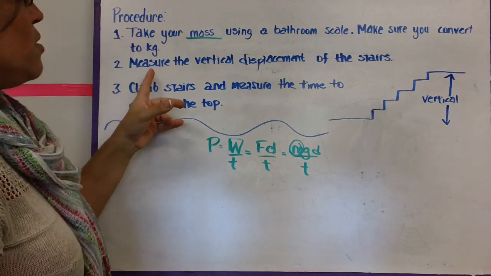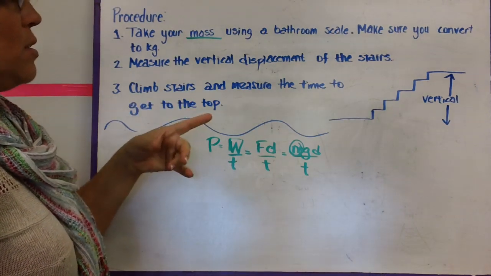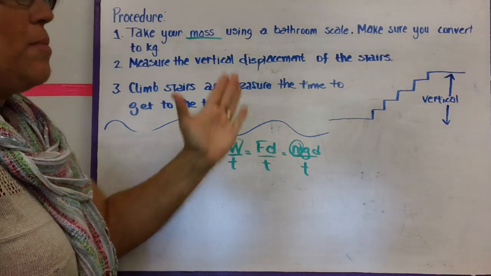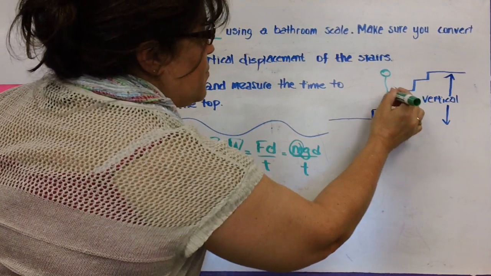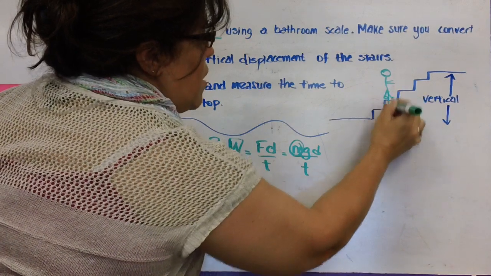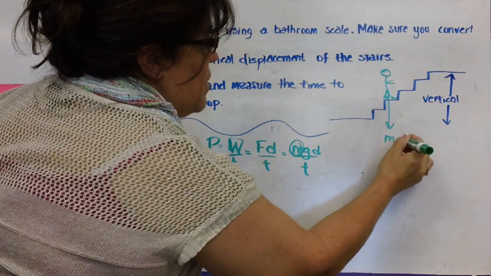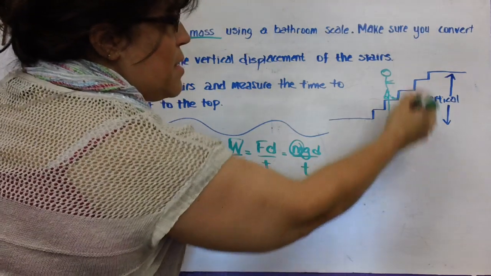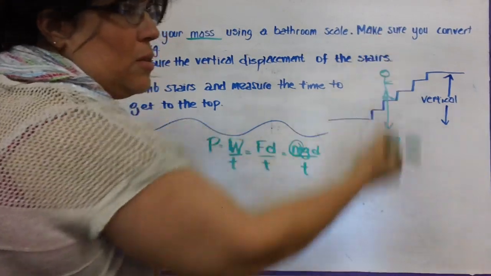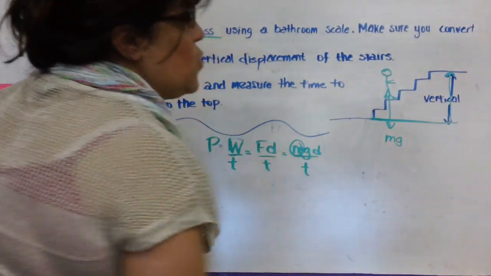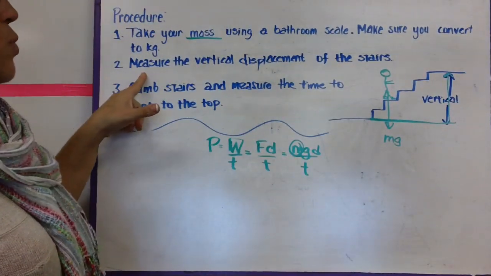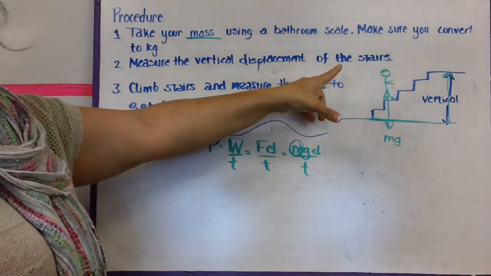And then we're going to go outside and measure the vertical displacement of the stairs, because remember that if we're walking up the stairs, our force is down, which is m times g, and the displacement has to be in the vertical direction as well. So our vertical displacement is going to be from here to here. So that's what we're going to be measuring: the vertical displacement of the stairs.